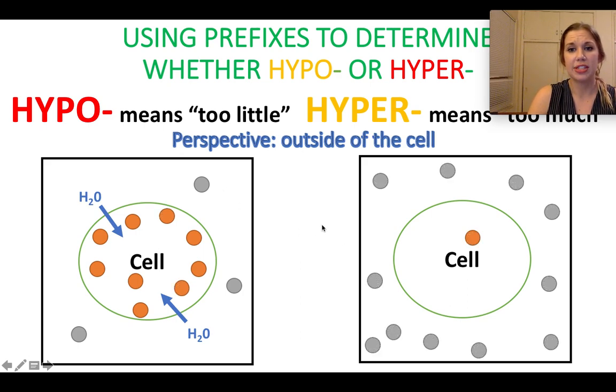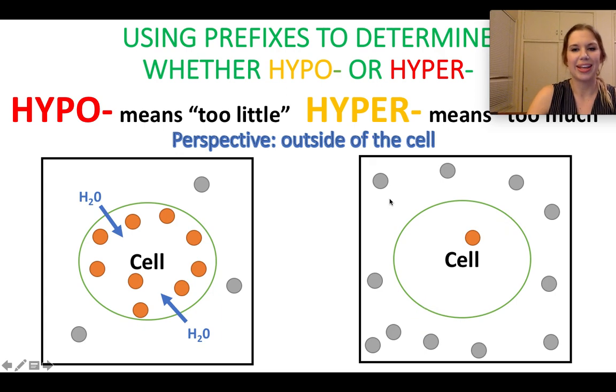So let's say we have a cell in a solution, and outside of it is swimming with solute. There is a much higher concentration of solute outside the cell than inside. Since we're always looking at this from the perspective of outside of the cell, we would say that this solution is hypertonic, because there is a higher concentration of solutes outside of the cell compared to the inside of the cell.